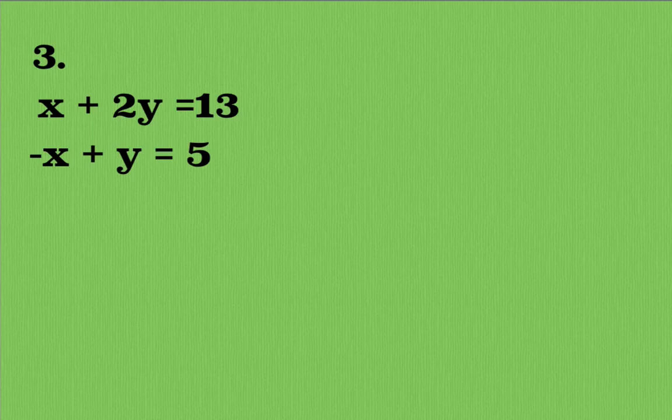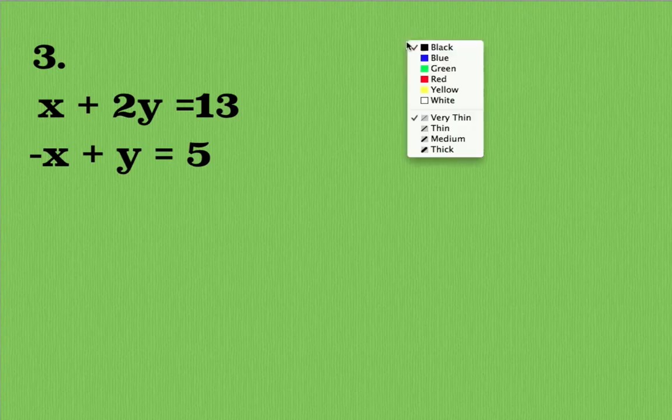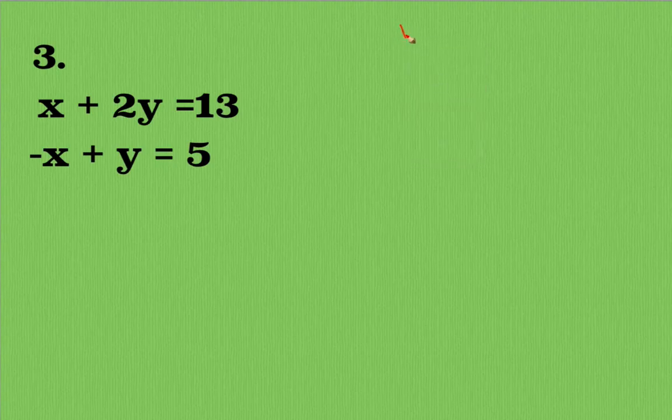So here's number 1 right here. We have two systems of equations. We have x plus 2y equals 13 and negative x plus y equals 5. Keep in mind that our goal in these videos is to find this coordinate point that they both have in common. So I need to find first a value for x, and then I need to find a value for y. Or I can find a value for y and then x.